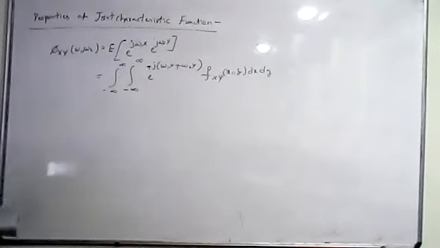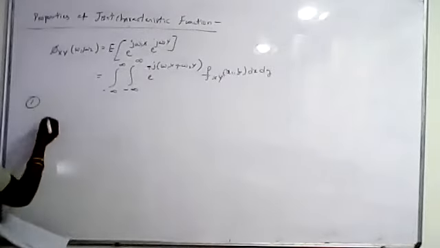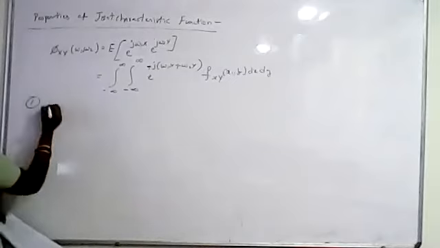So now the first property. The first property says that the marginal characteristic function can be obtained from the joint characteristic function.